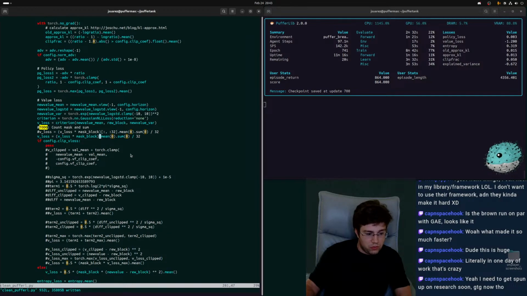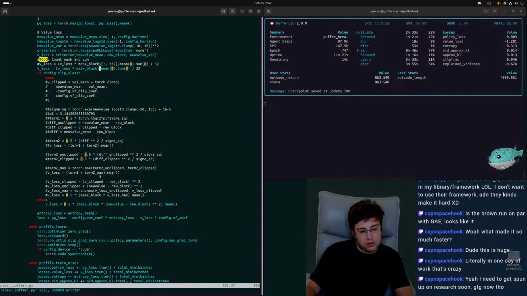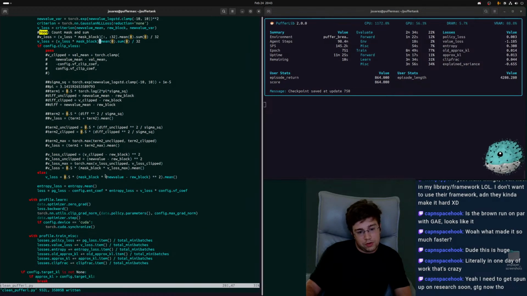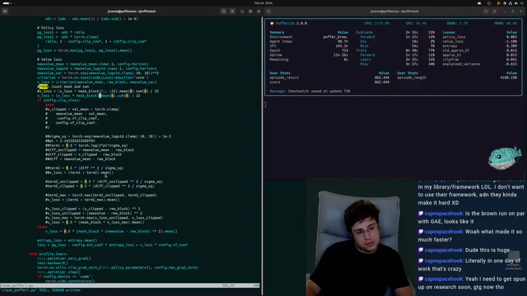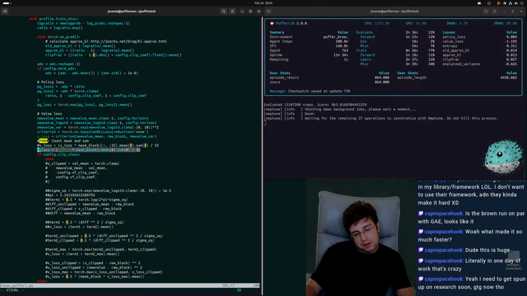Is there a VLOS norm on here? There is no norm on VLOS. There's a clip, but not a norm. Norming value loss seems fine. Oh yeah, that's a full solve. 864 is fully solved. We're not expecting this to match. We're just expecting this to do something in between.